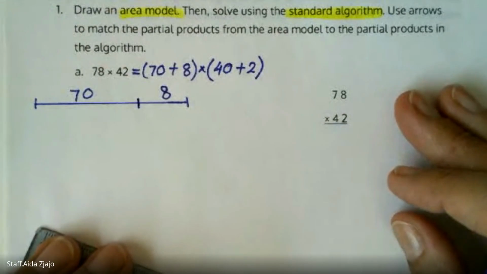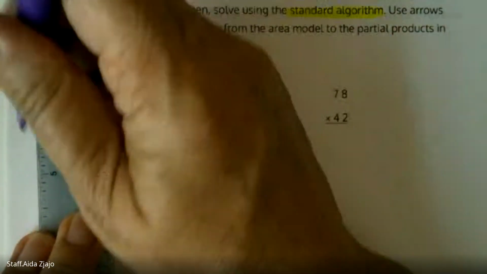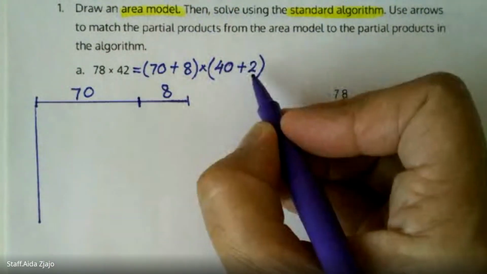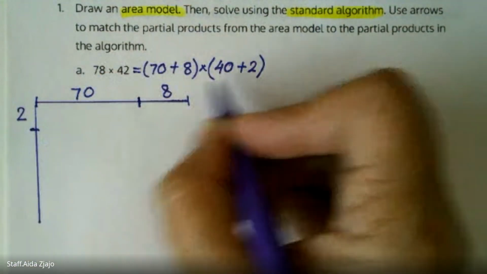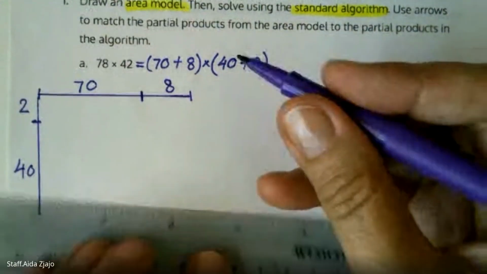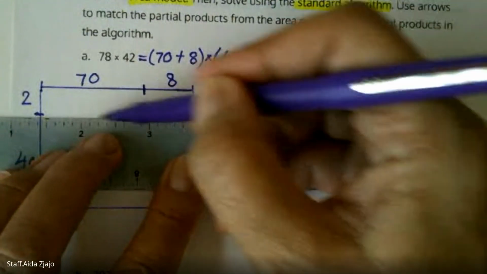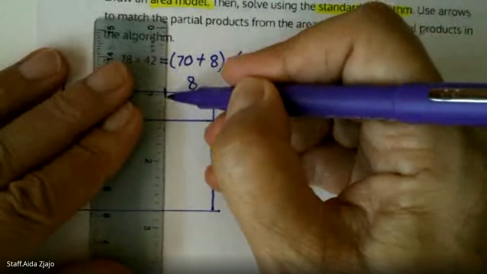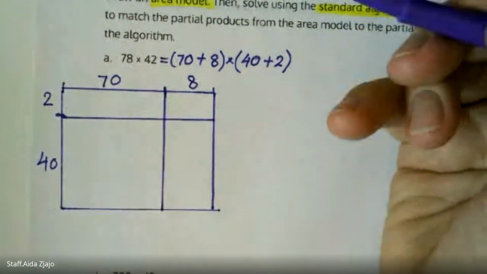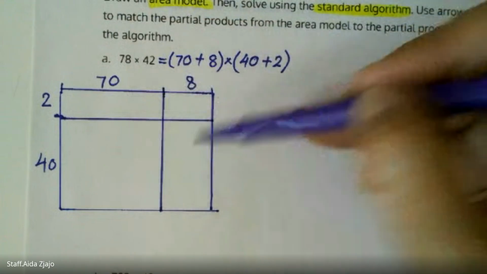Okay, now I'm going to do vertical, and that is about like this, and then I will do the ones first. So 2, and then this one is 40. Okay, I can now create my areas, and I have 2 digits by 2 digits makes 4 areas. 1, 2, 3, 4 areas.